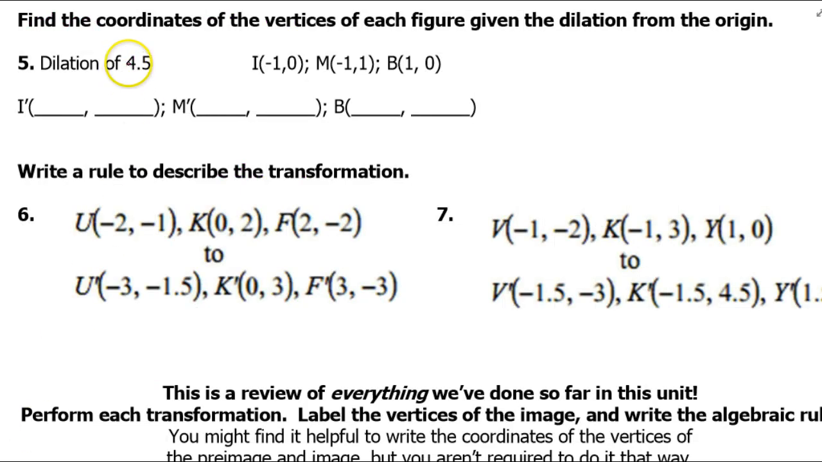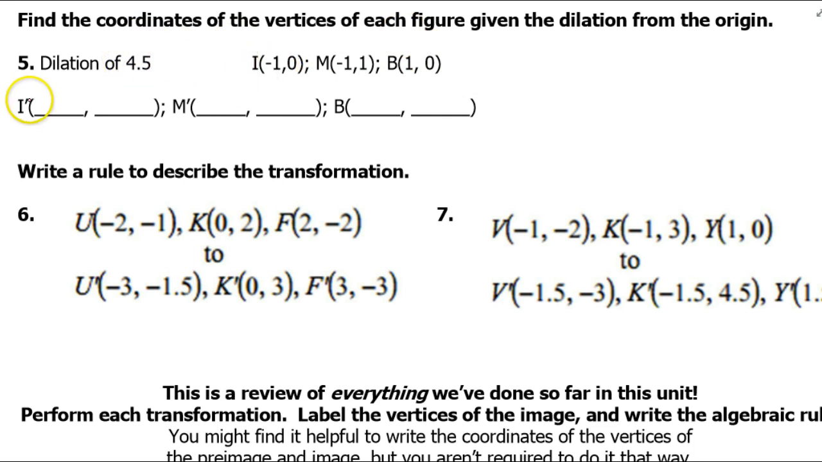In problem number 5, we are given a dilation with a scale factor of 4.5, and these are the original points, the coordinates of the pre-image, and we're being asked for the coordinates of the image. So if the scale factor is 4.5, that means we just need to multiply all of these coordinates by 4.5.